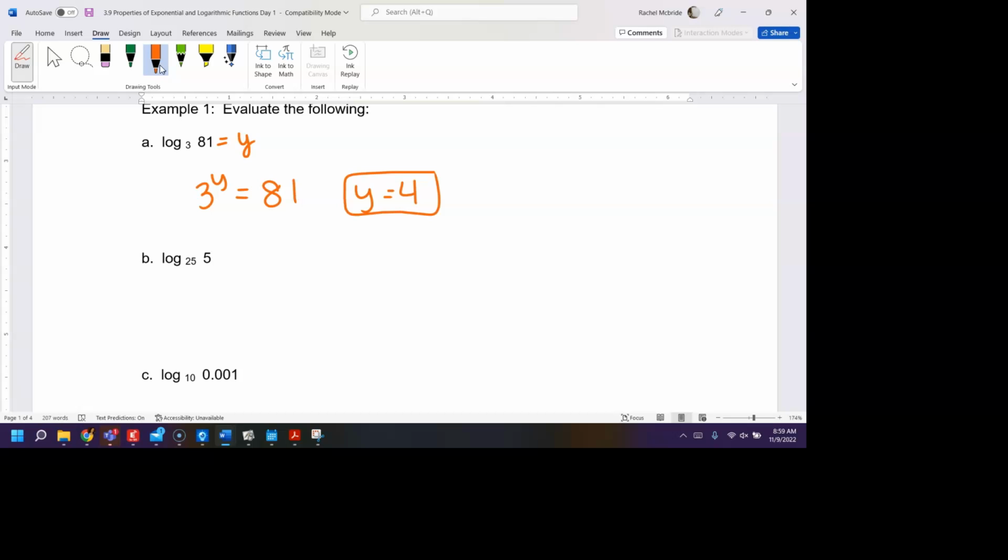Same with log base 25 of 5. That's like equal to y. That's the same as saying 25 to the y has to equal 5. How do we get 25 to equal 5? Square root, or 1/2 power. First part, easy.